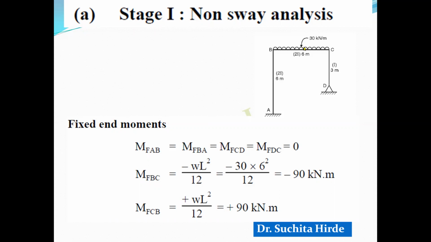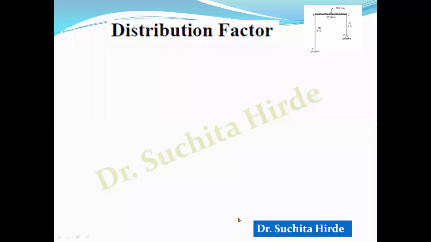Due to UDL, you know that there are standard formulas for calculating fixed end moment. MFBC is minus WL square by 12 and plus WL square by 12. So using this formula, you can calculate fixed end moment here. Here we are assuming anti-clockwise as negative and clockwise as positive. Therefore, this value is negative and this is positive. So the first step in non-sway analysis is to calculate the fixed end moment due to external loads.